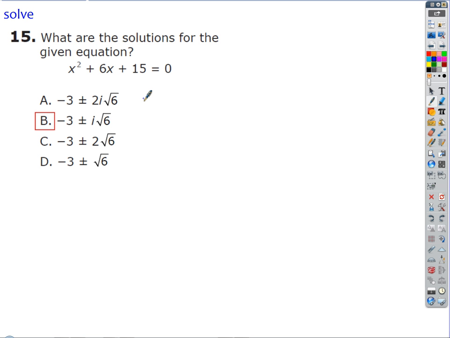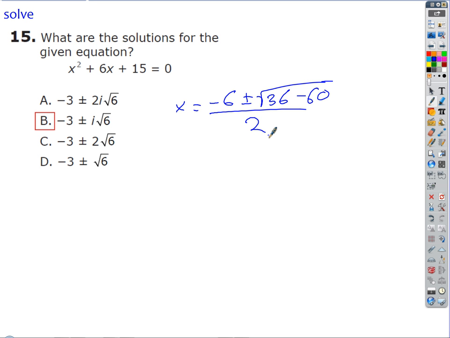Okay, so then we'll just apply the quadratic formula. So x equals negative b plus or minus the square root of b squared minus 4AC. What's 4 times 1 times positive 15? 60, there you go. Divided by 2 times 1, which is 2, right?